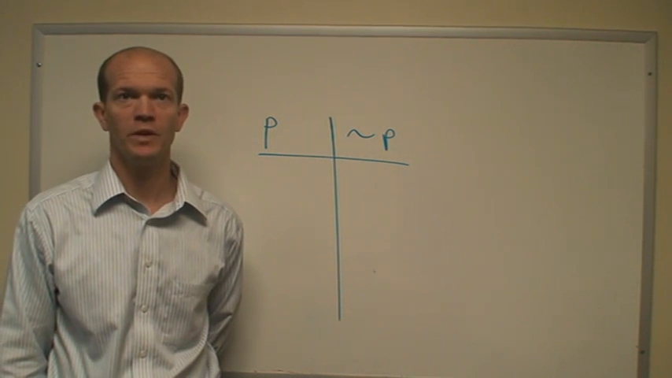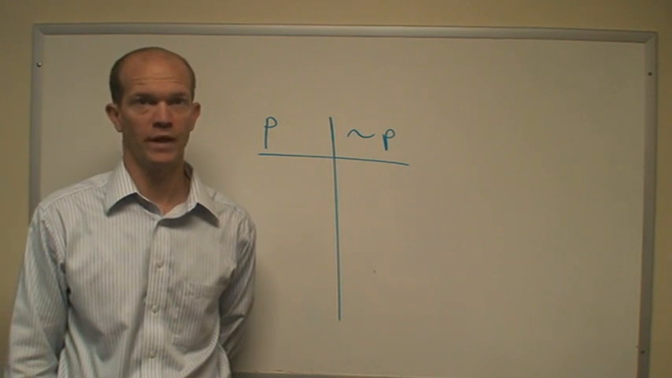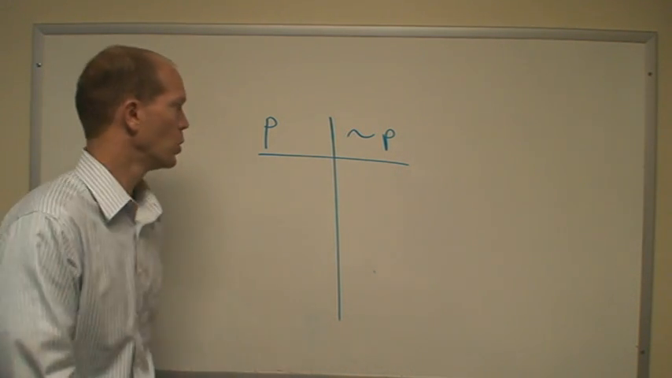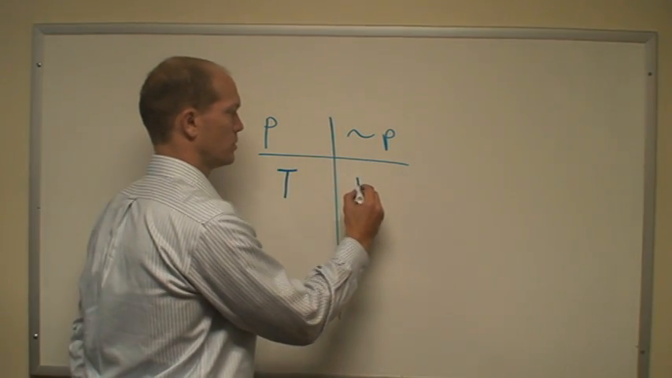In this video, I'll review negations. The negation of a statement is a statement with the opposite truth value. That is, when P is true, the negation of P is false.